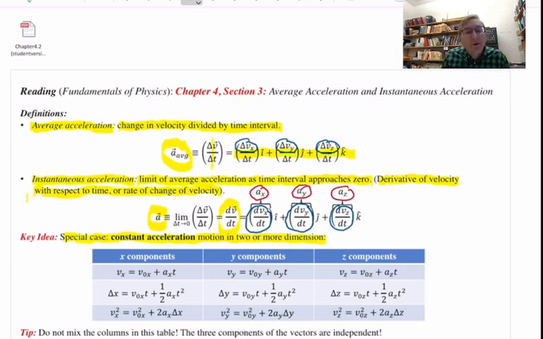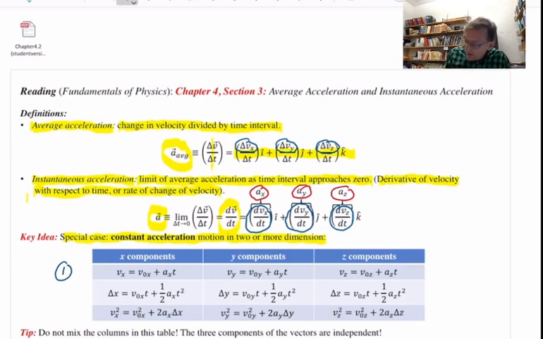There's a column for x components, and one for y components, and one for z components, because we have to work separately with components. And all I've done is, for each column, write the corresponding constant acceleration equation. Row number 1 in this table is constant acceleration equation number 1, which in chapter 2, I'll write over here to the side.